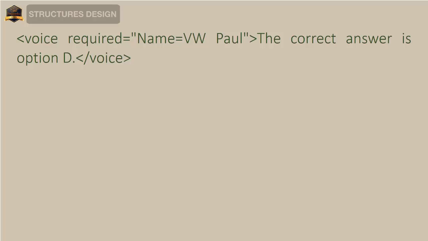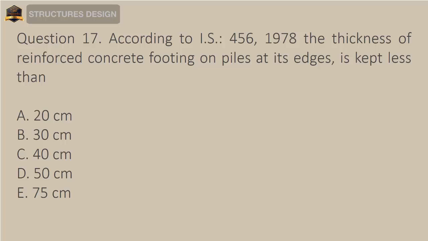Question 17. According to IS 456, 1978, the thickness of reinforced concrete footing on piles at its edges is kept not less than: A, 20 centimeters; B, 30 centimeters; C, 40 centimeters; D, 50 centimeters; E, 75 centimeters. The correct answer is option B.